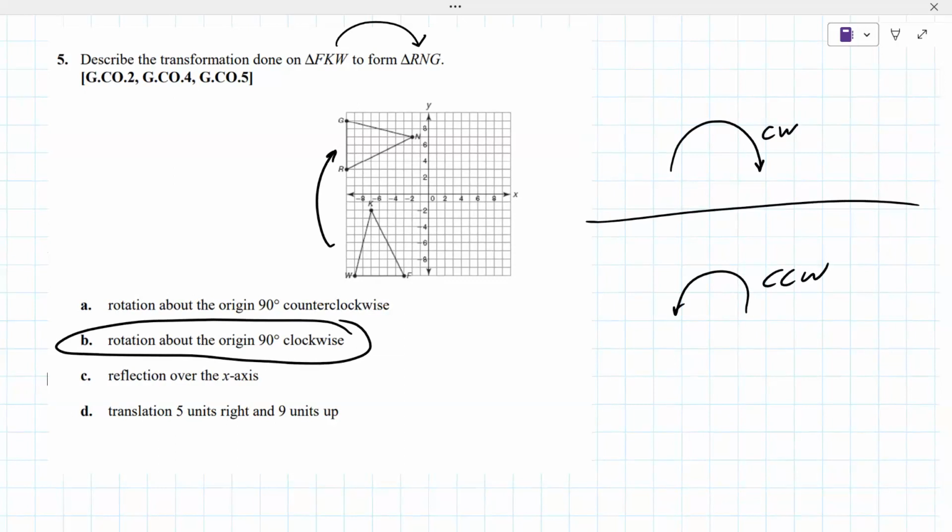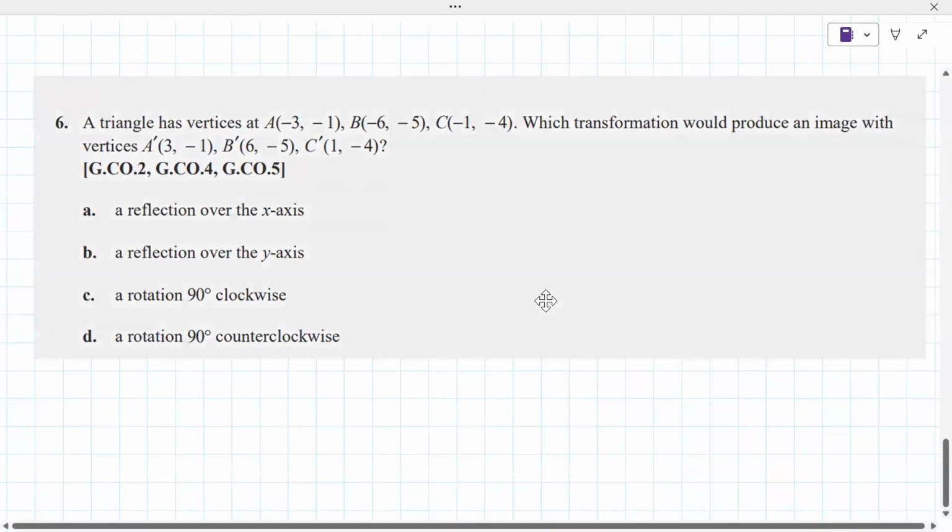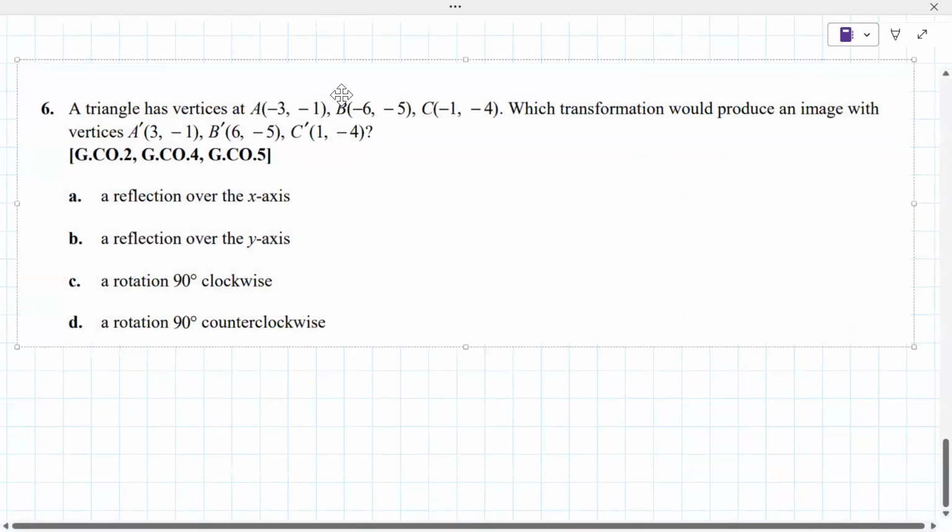All right. We've not done a problem like this where it gives you the triangles. I could do one like the first one, where you have the ordered pairs of the triangle and then the new triangle. What you could do is compare A to A prime to see what's the same and what's different.